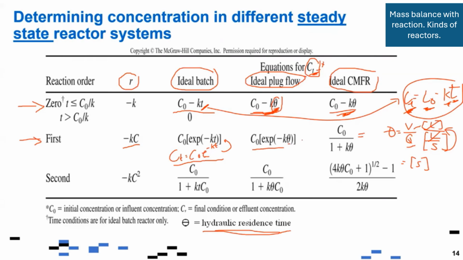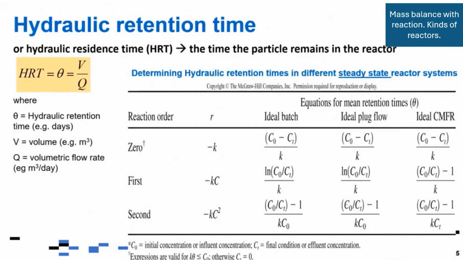All right. So these are the various equations for different reaction orders as well as different reactors. And for the second order as well, you can have this kind of equation. All right. So for steady state condition, as I mentioned before, you can also get the retention time. The hydraulic retention time can be used: theta is equal to V over Q, or sometimes if you are given the various concentrations and the reaction constant, you can also solve for theta using this formula.